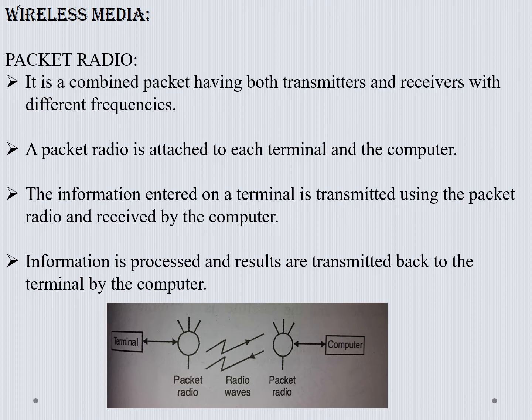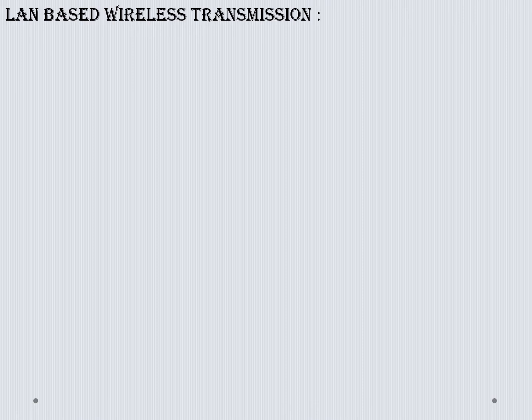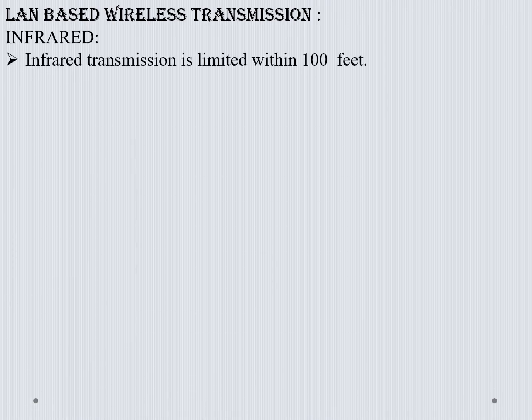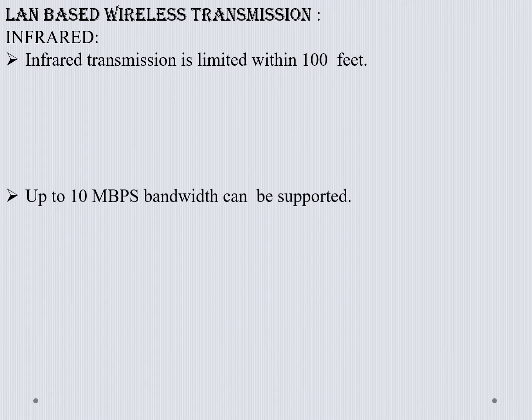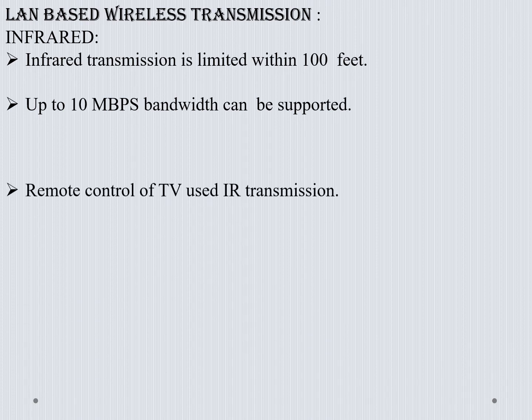Now, as I said, wireless media is also used in computer communication. Let us discuss the LAN-based wireless media. Wireless media is not only used for communication, it is also used to achieve a communication link between computers. Firstly, the infrared. We have already discussed infrared. Infrared transmission is limited to within 100 feet. Up to 10 megabits per second bandwidth can be supported. As I said, it can't be used for large distance communication.